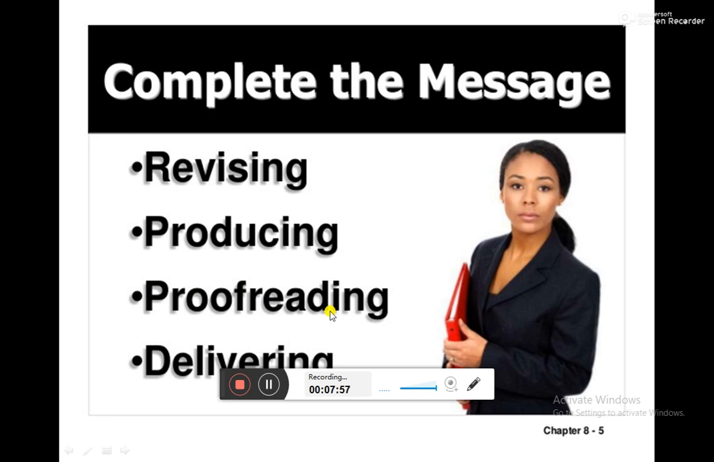Let's come toward this portion, complete the negative message. So the need for careful attention to detail continues as you complete your message. You have to revise your content to make sure everything is clear, complete, and concise.